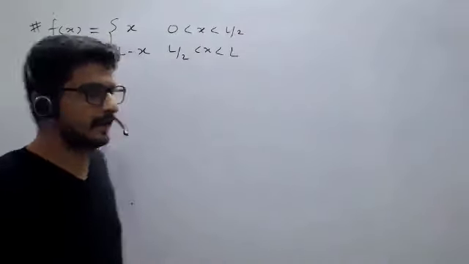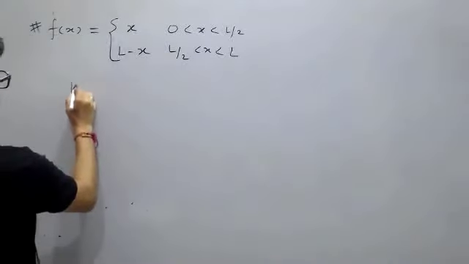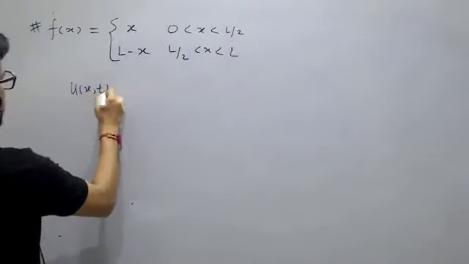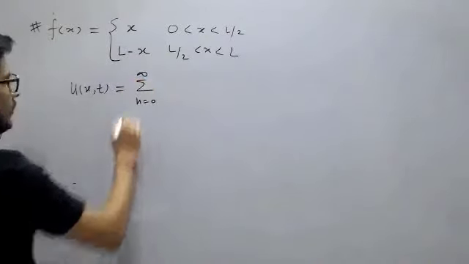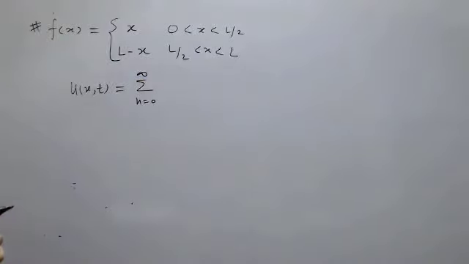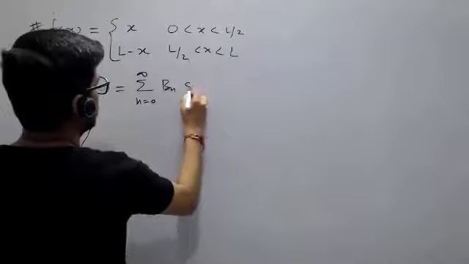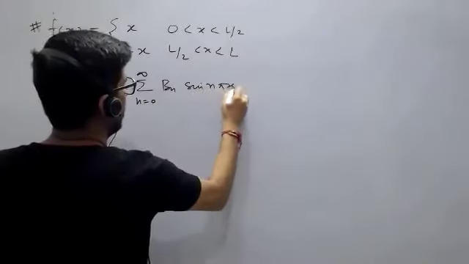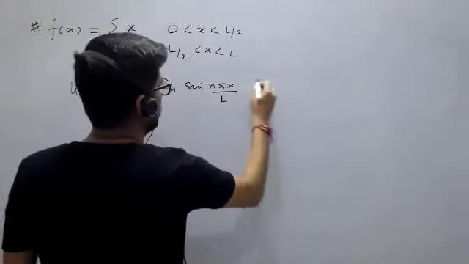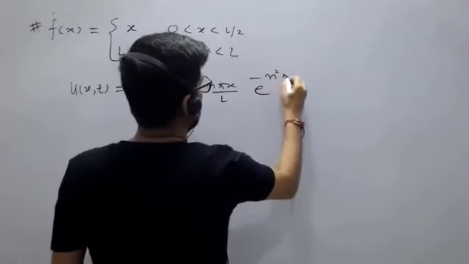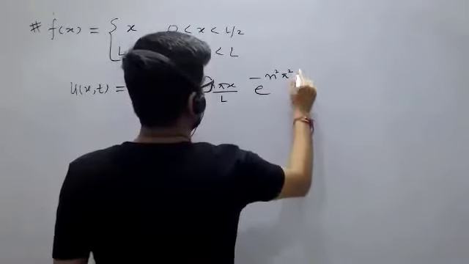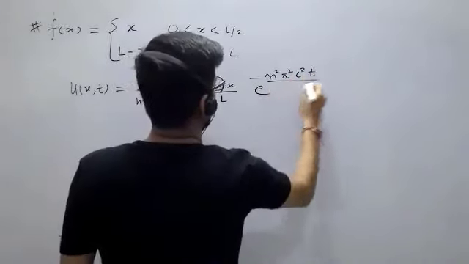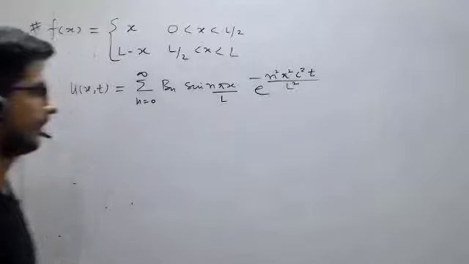It is given. So what was u(x,t)? Can anybody tell me? That was equal to summation n is equal to 0 to infinity, can anybody tell? b_n sin(n pi x by L) e to the power minus n square pi square c square t by L square. Okay.